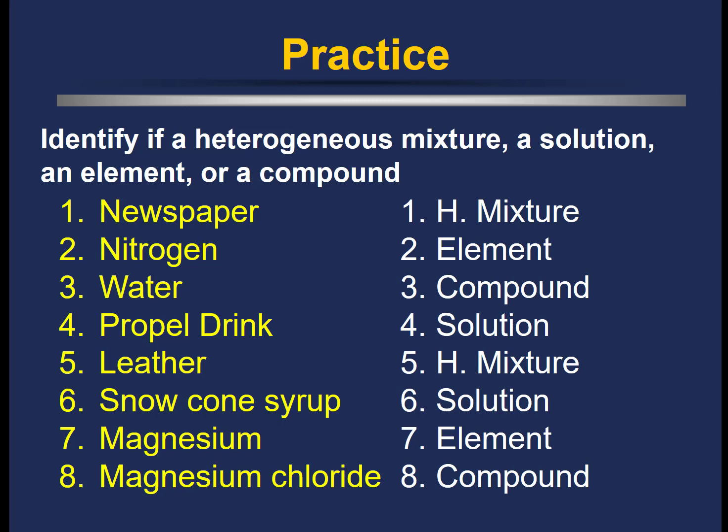Snow cone syrup. So this is a clear liquid solution. Magnesium is on the periodic table. It's an element. And magnesium chloride, that is a compound. So often with a compound, they'll list the names of the elements in it. So we have magnesium and chlorine that are chemically combined.